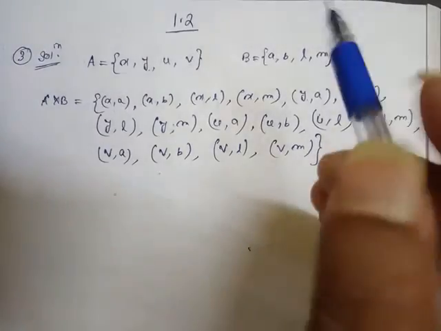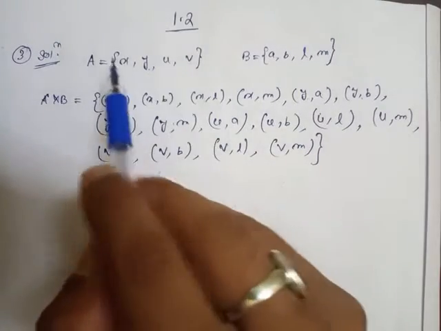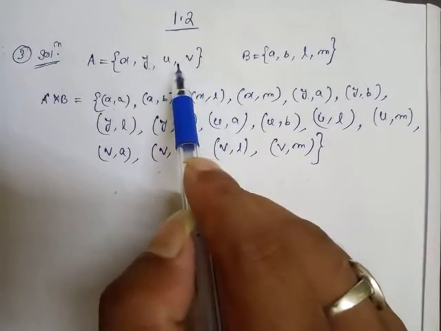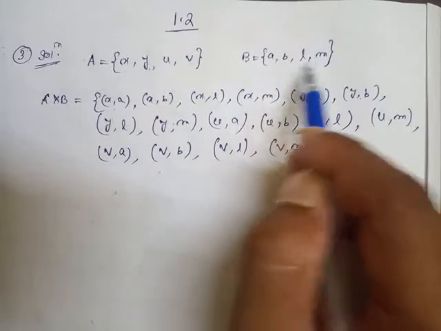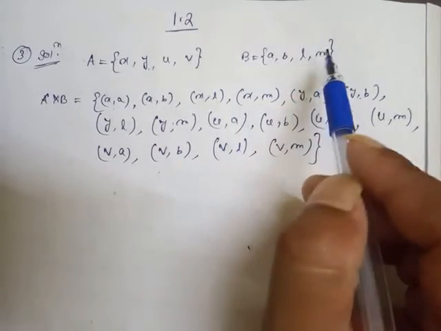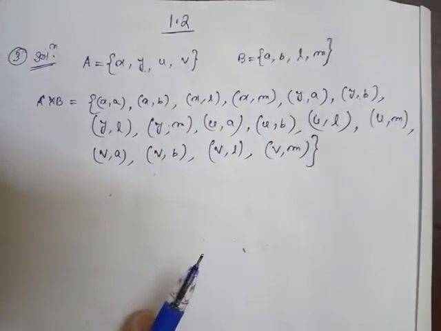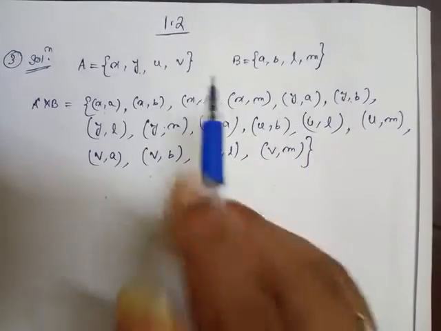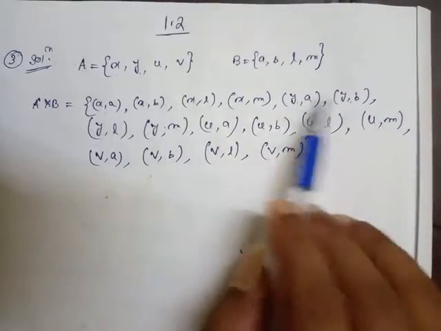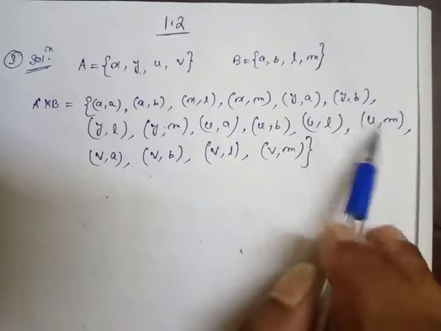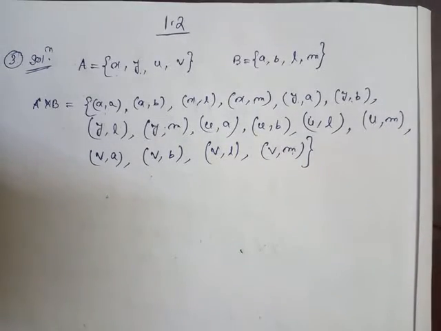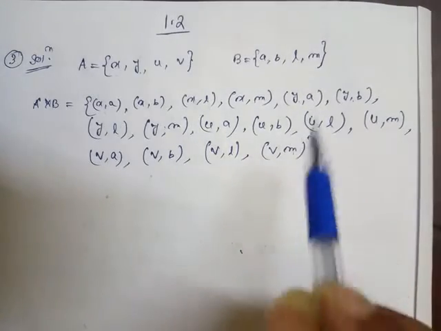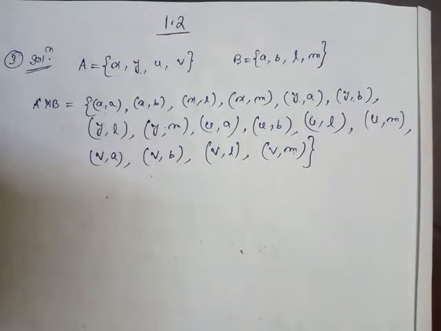Now look students, how many elements are here? In A, 1, 2, 3, 4, which means 4 elements. In B, 1, 2, 3, 4, which means 4 elements. 4 into 4 is 16, so A product B should have 16 elements. Now let's count: 1, 2, 3, up to 16. 16 elements. Now we'll put all these elements into the Cartesian plane.